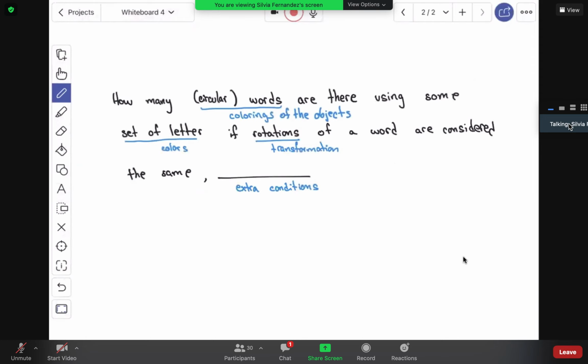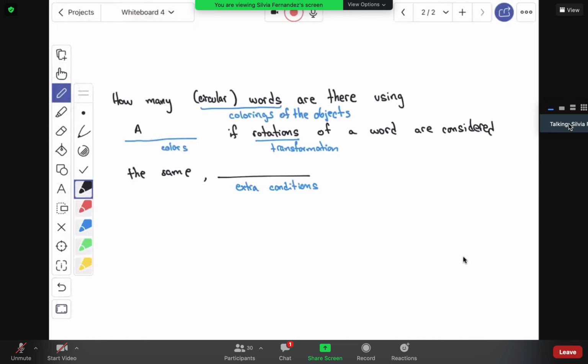But it's how many words. This circular, I'll explain why it's there, but how many words are there using? And so here, instead of some letters of the alphabet, I'm just going to say that's like the colors, right? So using A's and B's. So that's like my two colors, A and B. If I'm going to use rotations as my transformation, if rotations of a word are considered the same and no extra conditions. Okay, so these are my colors. Again, these words are the colorings of my objects.